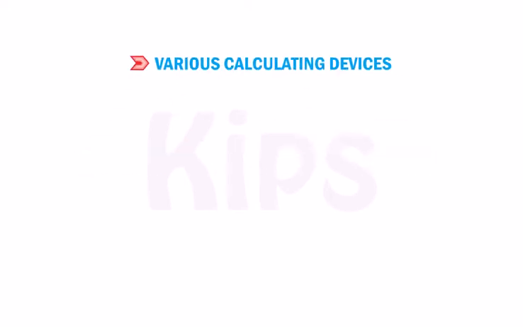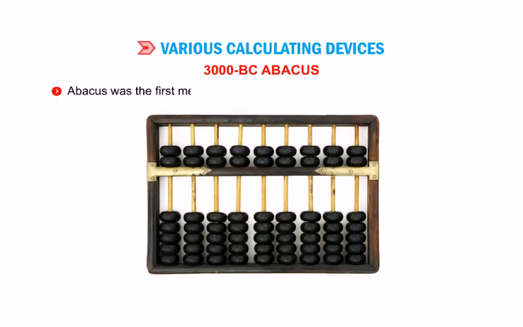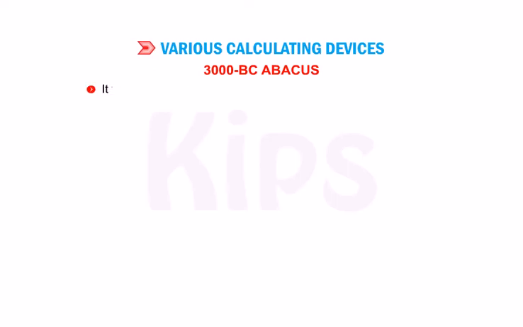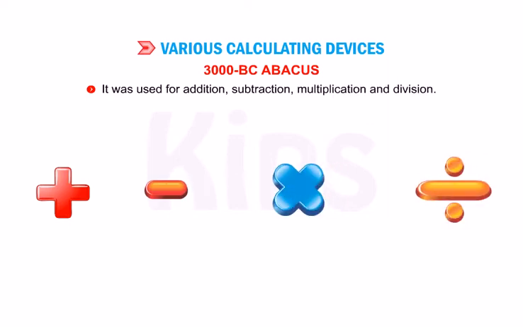Now let us talk about calculating devices. 3000 BC, abacus. The abacus was the first mechanical device for calculations, developed in China. It was made up of a wooden frame with rods, each having beads. The frame is divided into two parts, heaven and earth. Each rod in heaven has 2 beads and each rod in earth has 5 beads. It was used for addition, subtraction, multiplication and division.